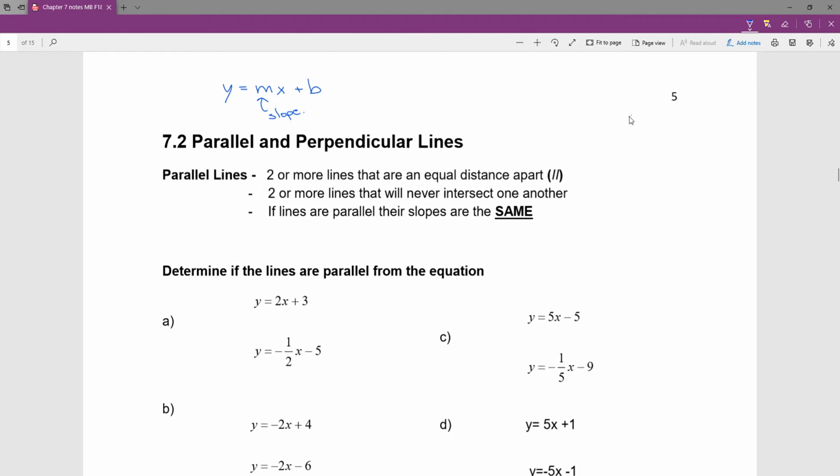And we're going to talk about special relationships, in that when you have two lines, you could say that they might be parallel to each other, so they run right side by side, or they might be perpendicular to each other. That means that they intersect at 90 degrees. We're going to examine the parallel lines first and then the perpendicular.